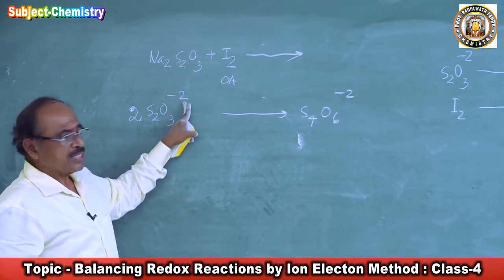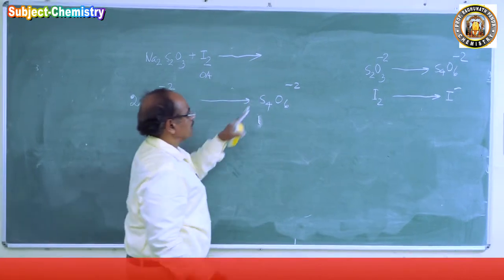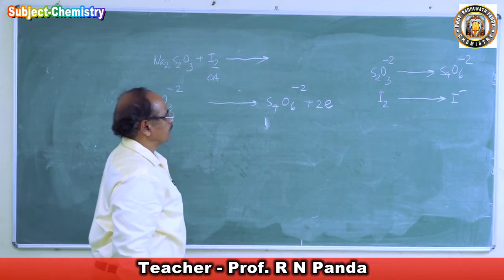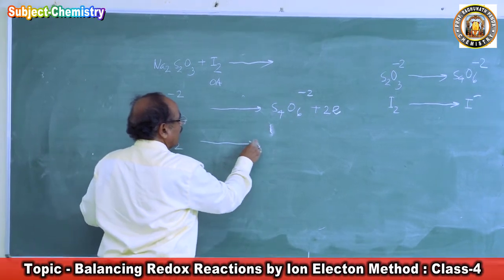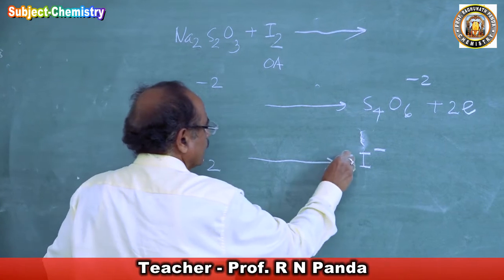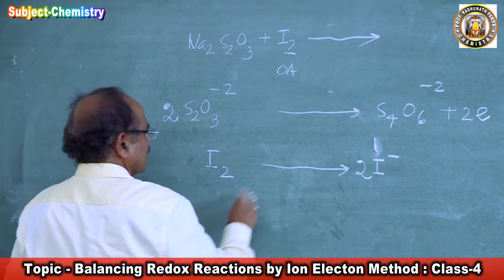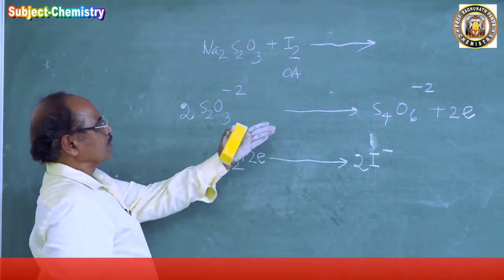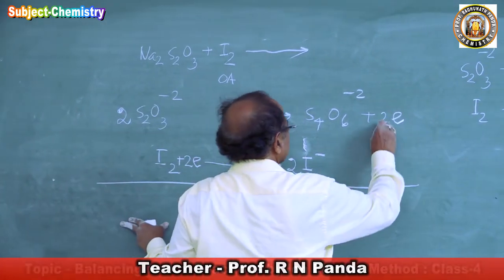On the left side you have minus 2 into 2, minus 4 charge. This side minus 2 charge. So we will add 2 electrons. Then I2, iodine, is becoming what? I minus. So balance the atoms. We have 2 iodine atoms, so we multiply this by 2. We have 2 negative charges, so we'll add 2 electrons this side. So 2 electrons there, 2 electrons here. So the electrons will cancel as such.